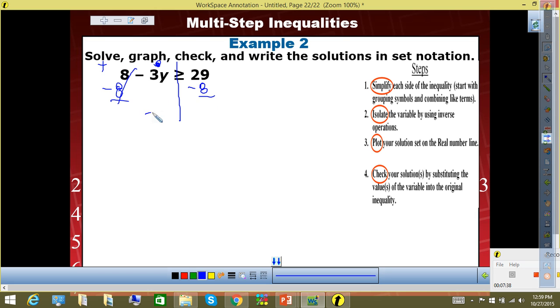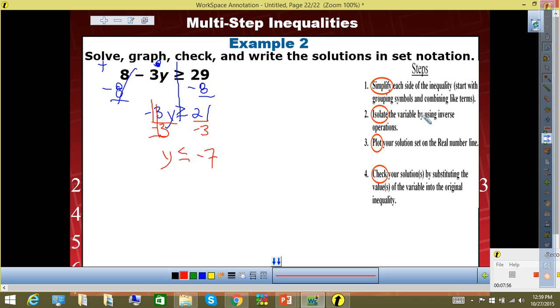I'm left with negative 3y greater than or equal to 21. From there, I divide by negative 3, divide by negative 3. This is a giant 1. I'm left with y. Since I divided by a negative, we switch the inequality symbol. And we're left with negative 7. Hands if you got that.